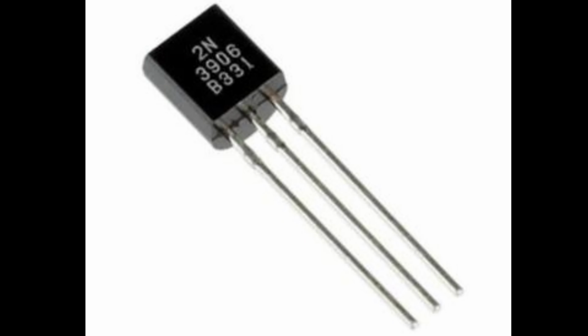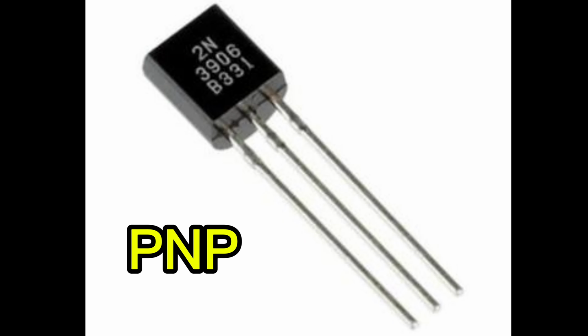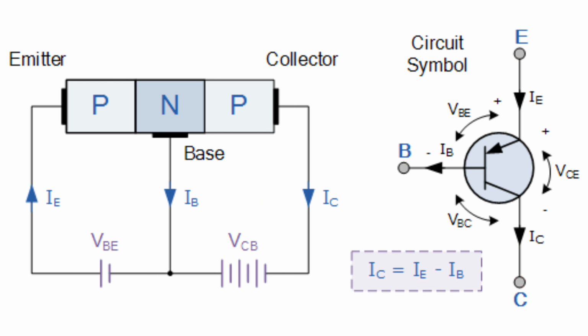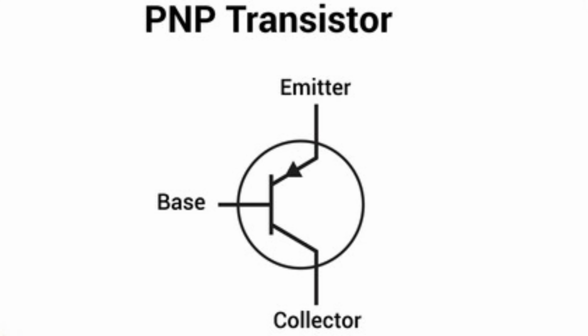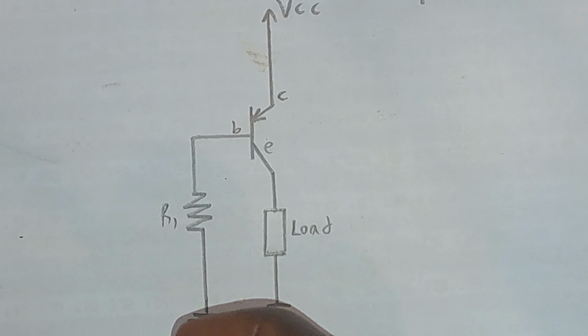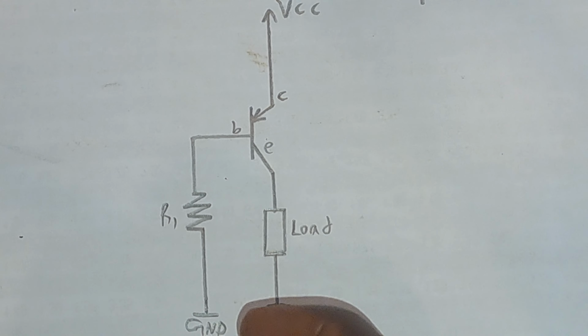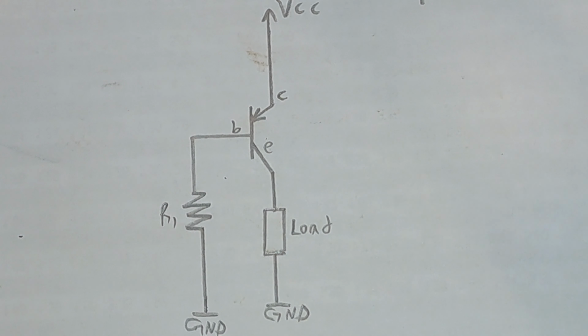Another transistor type is the PNP. When you look at this transistor physically, it looks like the NPN transistor. Only that for this case, we use a pull-down resistor instead of a pull-up resistor.